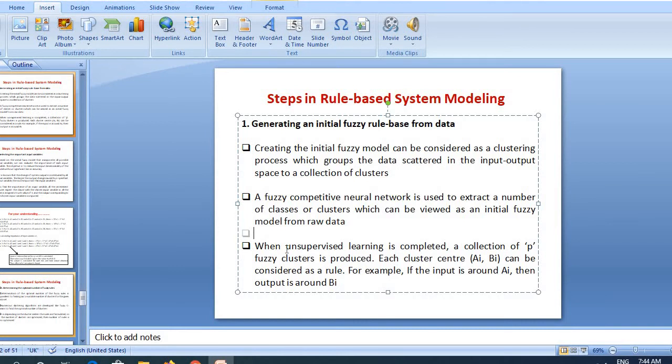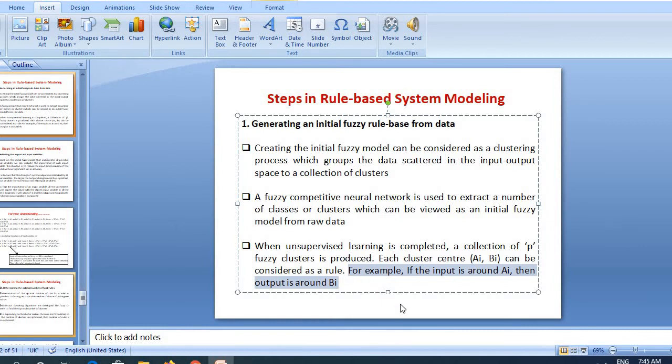Or maybe, if you just have an input data set, you can use unsupervised learning. Anything will do. And then for each cluster, it will have a cluster center like this. For example, for the first cluster, A1, B1. So each cluster center can be made into a rule. This is the crude or initial form of a fuzzy rule from the data given. For example, if the input is around A1, the output is around B1. That is, if input is A1, then output is B1. This is the meaning of that. You get it in the form of a fuzzy rule.